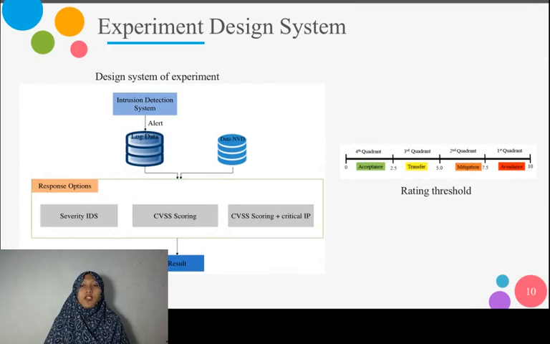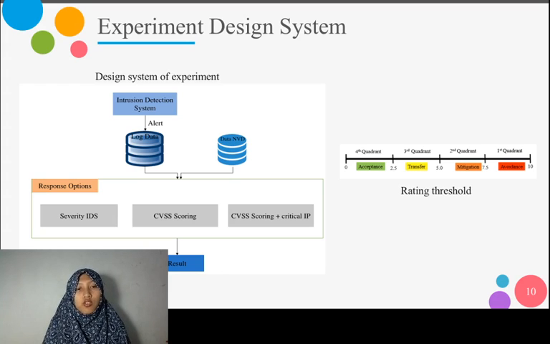The following is the system design for the experiment, where we use a Snort-based intrusion dataset that has detected traffic for 1 month. Next, we correlate it with the National Vulnerability Database to get a CVSS-based score.